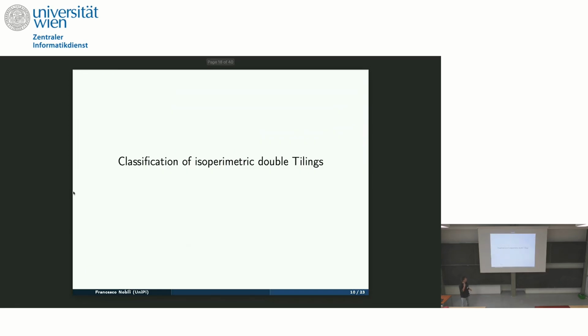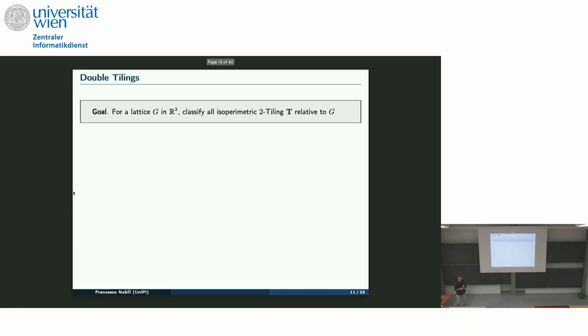Okay, so now let's go through what I believe is the most interesting part, which is about classification. The goal here is now to take n equal to 2, so that we can say something more and something new eventually. And we want to classify isoperimetric tilings.